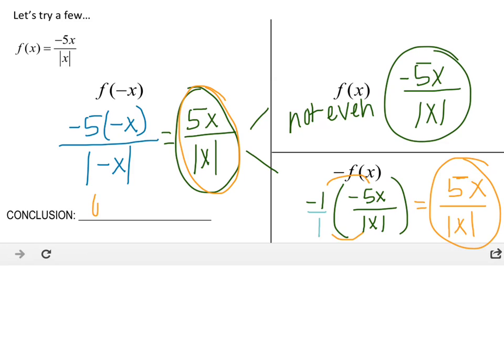Hooray! So the conclusion is the original function is odd. If you would like, you can graph it in your graphing calculator and see if you can picture that rotational symmetry around the origin. But you're not always going to have your graphing calculator to help you out, and if you just do this quick check, it will show you whether it's even or odd. Let's do one more.